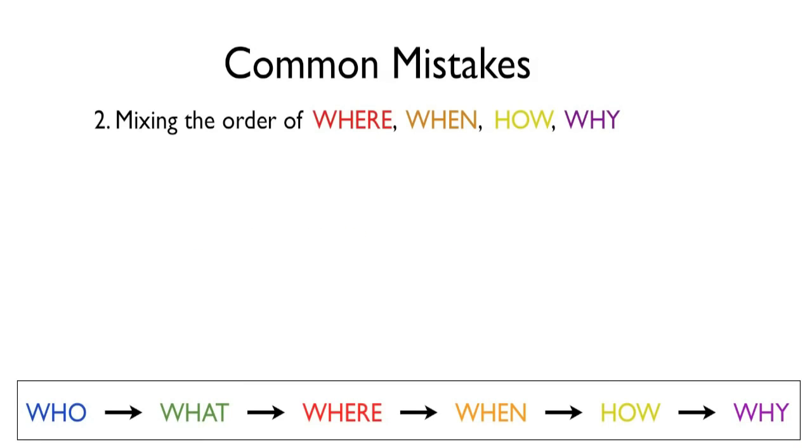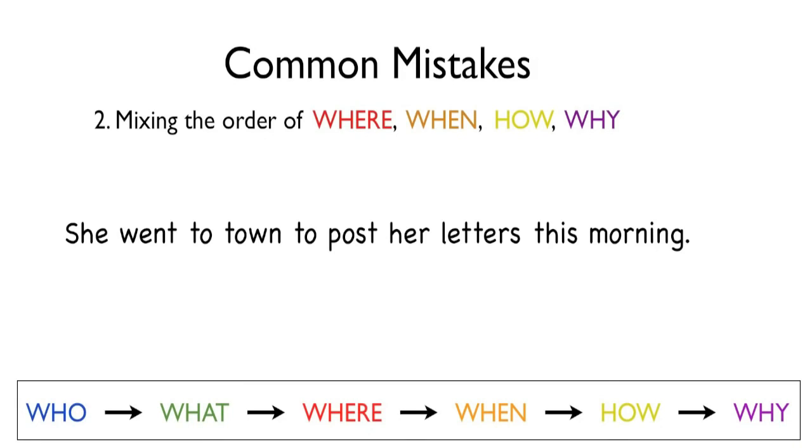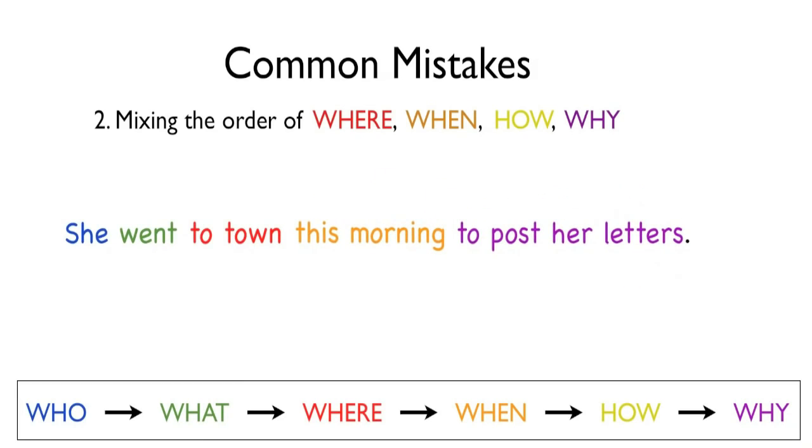And one final example. She went to town to post her letters this morning. What's gone wrong is that the why, once again, has come before the when. Let's put them in the right order. She went to town this morning to post her letters.